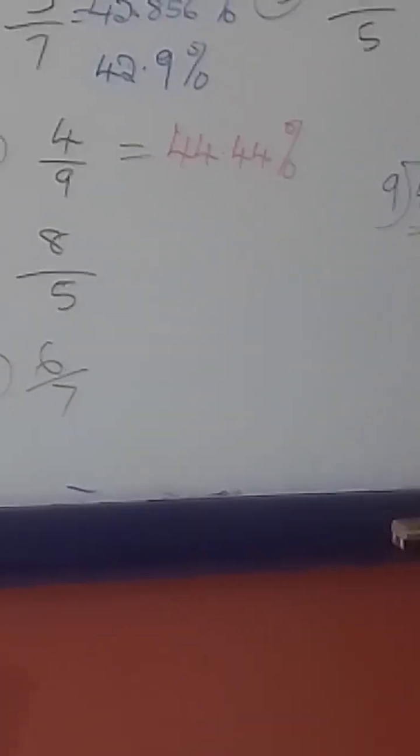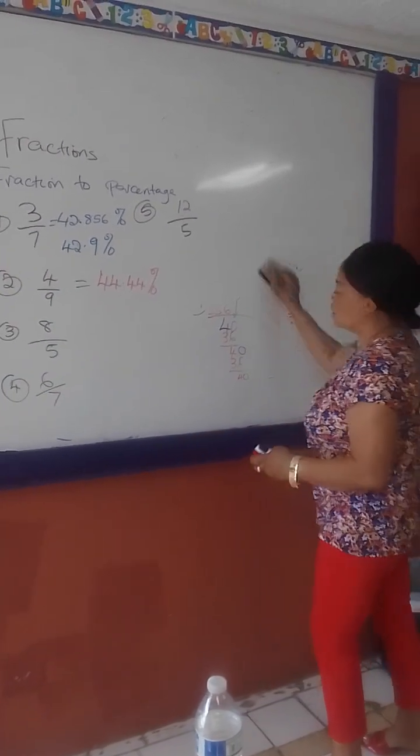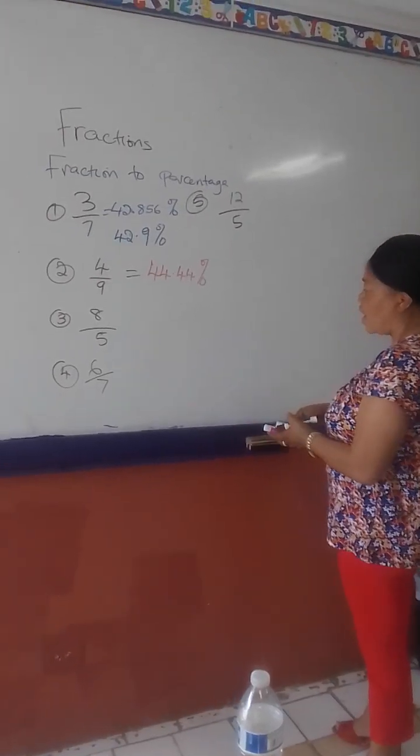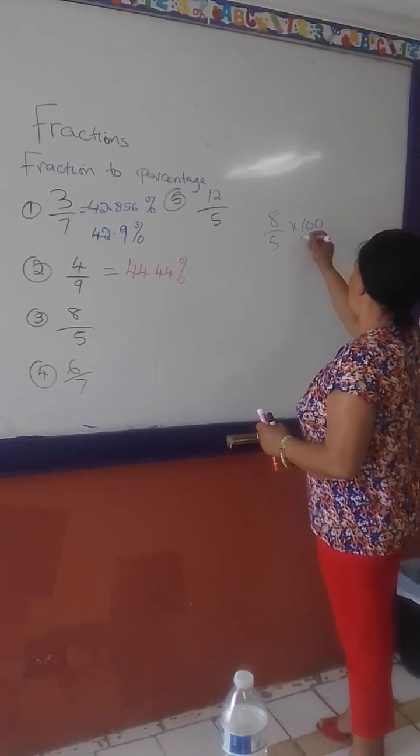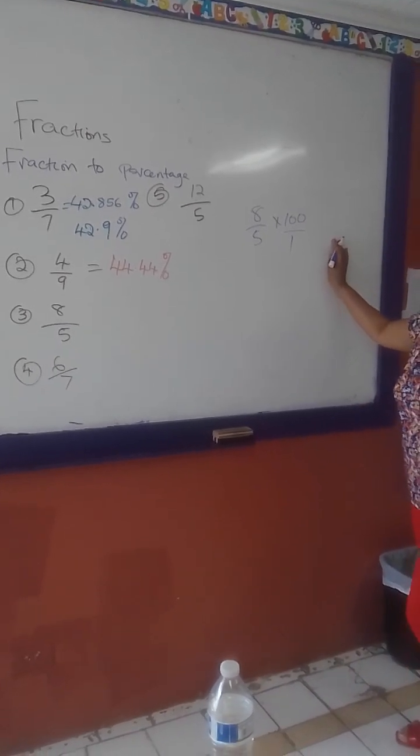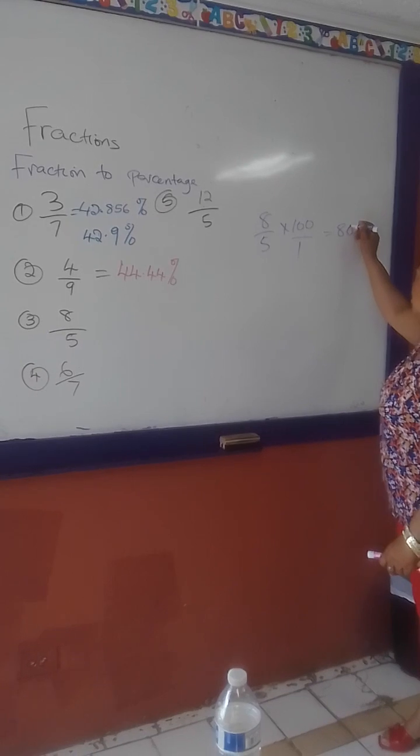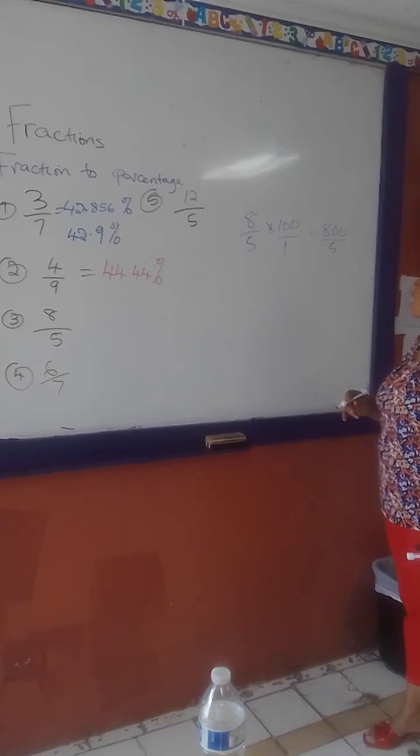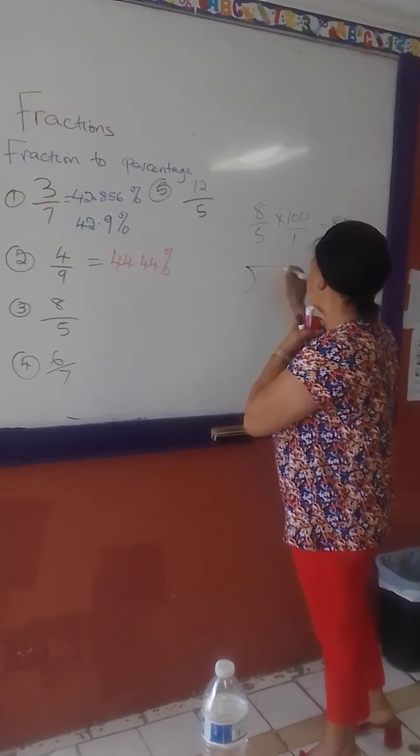Let's try 8 over 5. So we did that one. Let's move on to the next one. The next one is 8 over 5. 8 over 5 times 100 over 1. What is 8 times 100? Hello, whole class now. 8 times 100 is 800. And what is 5 times 1? 5 times 1 is 5. So now I have 800 over 5. Division.